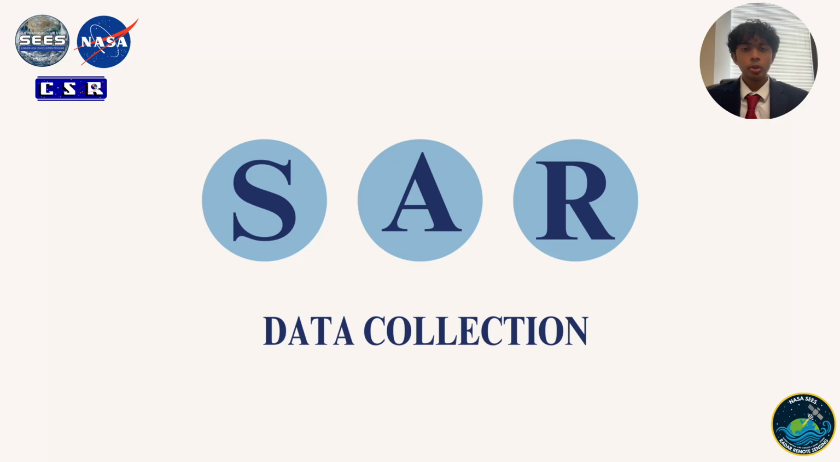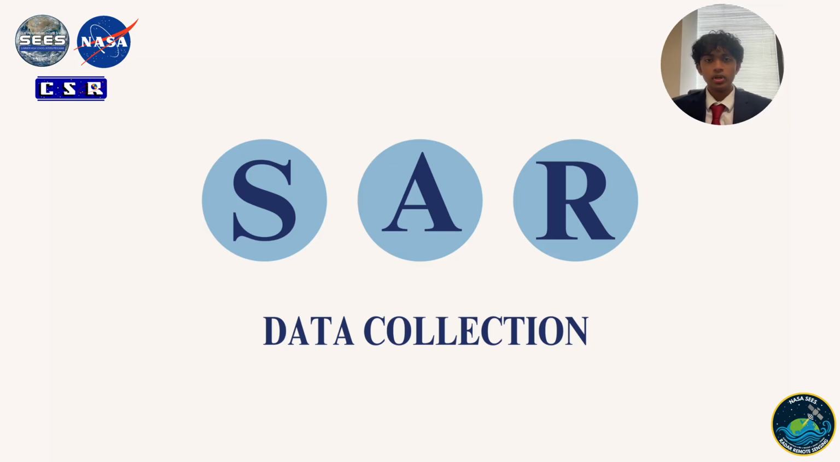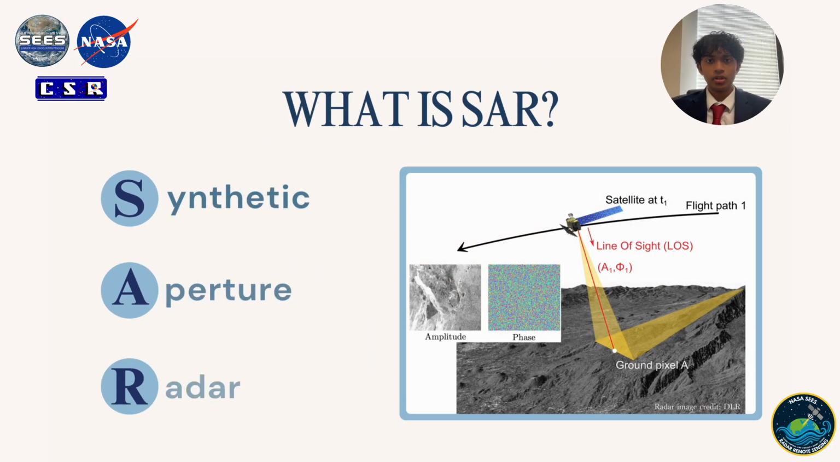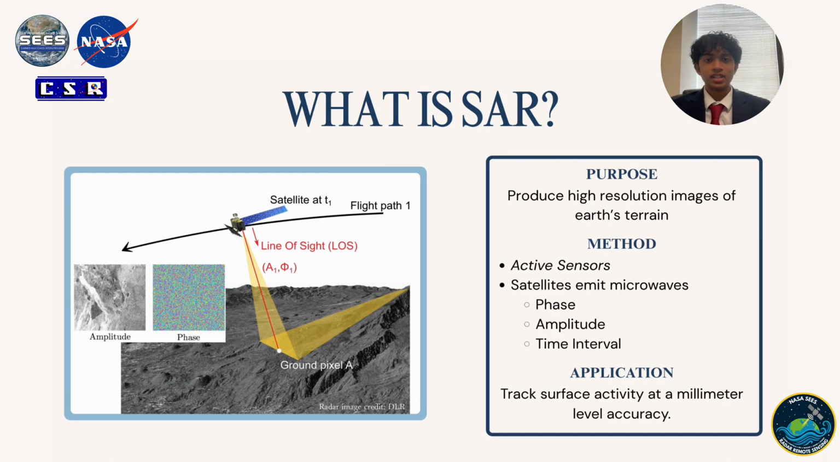Now we'd like to talk about data collection using SAR. So what is it? SAR stands for Synthetic Aperture Radar, and its main purpose is producing high-resolution images of Earth's terrain and geographical features. Satellites use their active sensors in order to collect quantitative information. First is phase, which is the distance or displacement in the reflected wave. Next is amplitude, which is the intensity of the reflected signal. And finally, we measure the time interval as well.